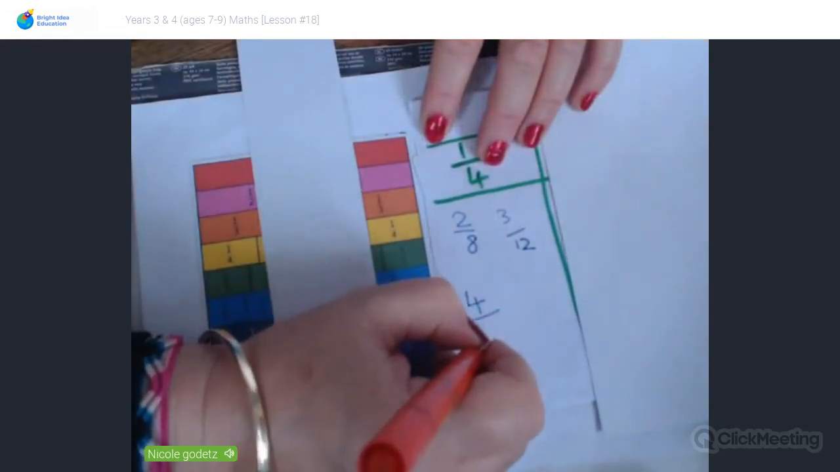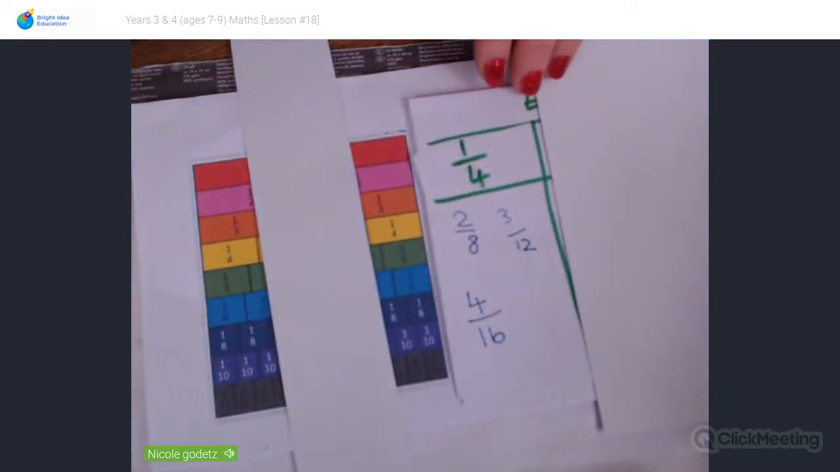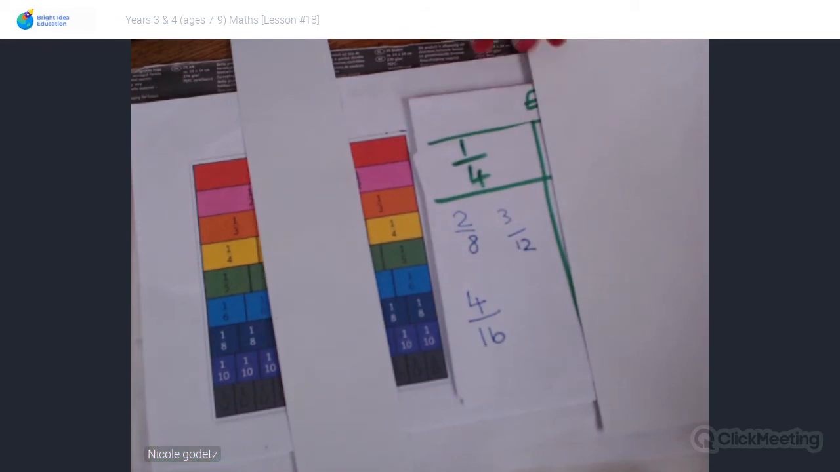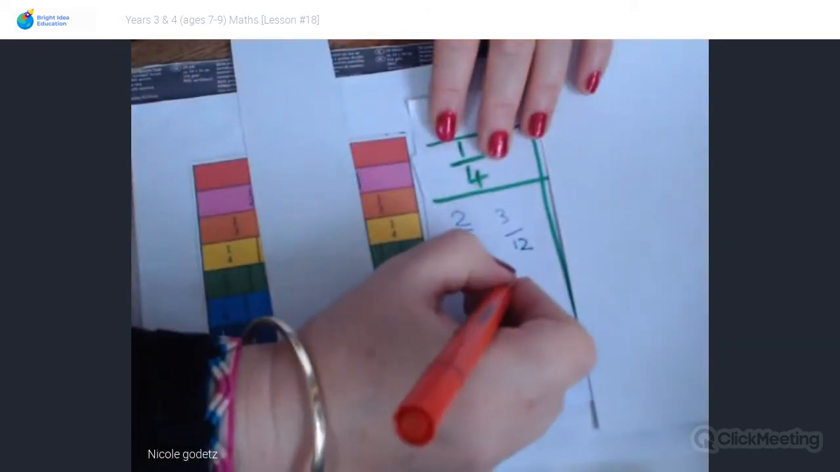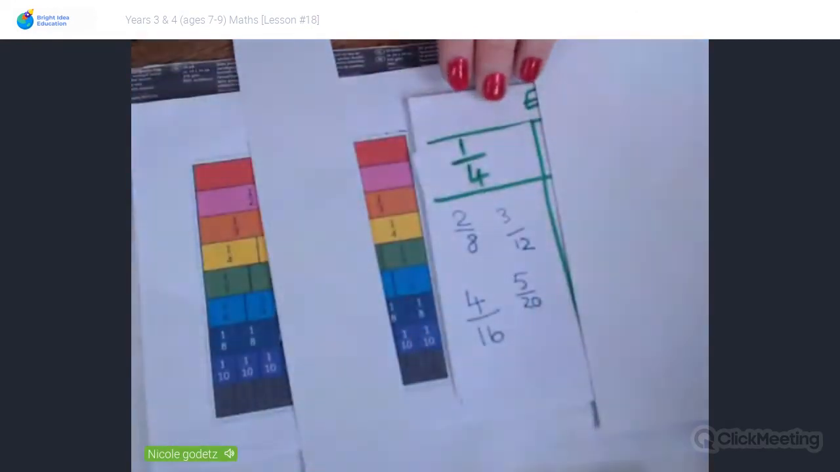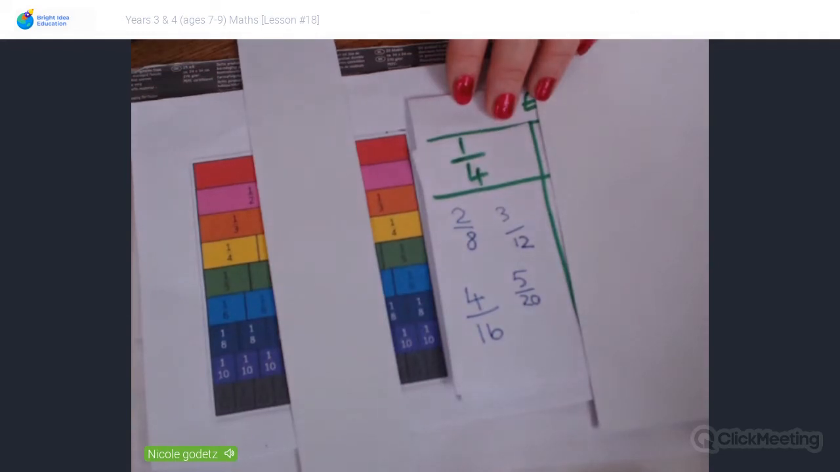Think about your 4 times tables, multiples of 4. How many 20ths are equal to 1/4? The bottom has to be 4 times as big as the top. 5/20. How many 24ths are equal to 1/4? 4 5s are 20, aren't they? 6.